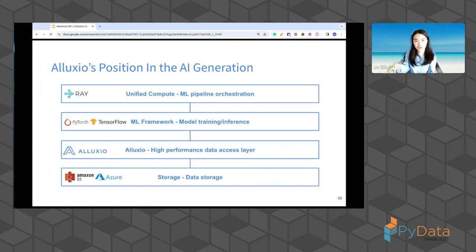And Alluxio's position in the whole AI ecosystem is that you can consider Ray as a unified compute machine learning pipeline orchestration. It wraps around some of the compute frameworks like PyTorch and TensorFlow. And PyTorch and TensorFlow need to fetch the data from remote storage. Alluxio can act as a high-performance data access layer between the compute framework and the storage systems.